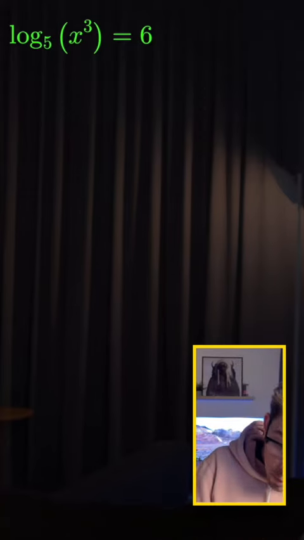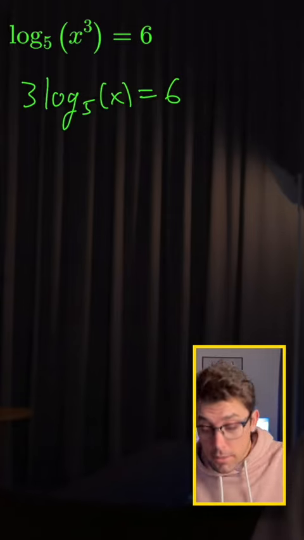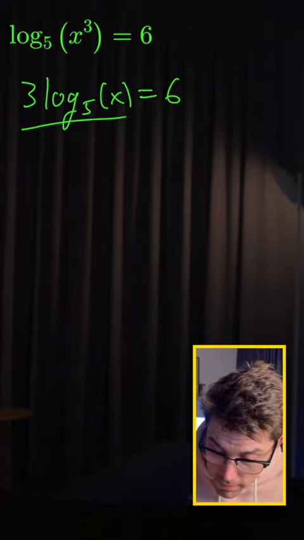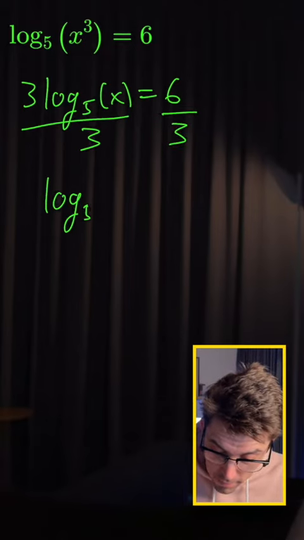Well, let's just go over our properties again. I know that this 3 can be kicked out in front. So I'm going to have 3 log 5 of x is equal to 6. Now you might be thinking, what do I do here? Well, remember 3 is now just a coefficient. This is 3 times log base 5 of x. So I can just divide each side by 3. Once I have that, I'll have log base 5 of x is equal to 2.